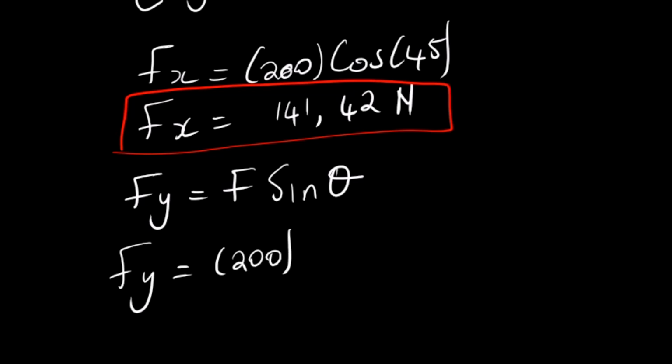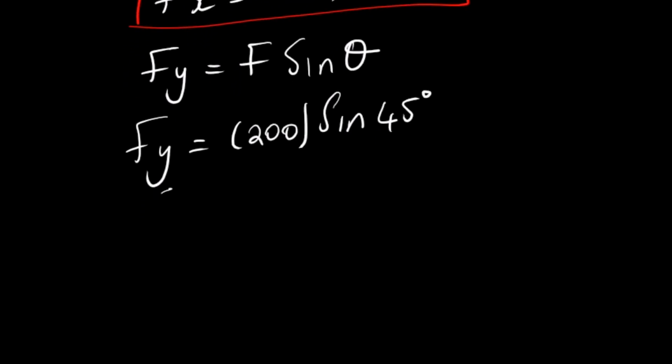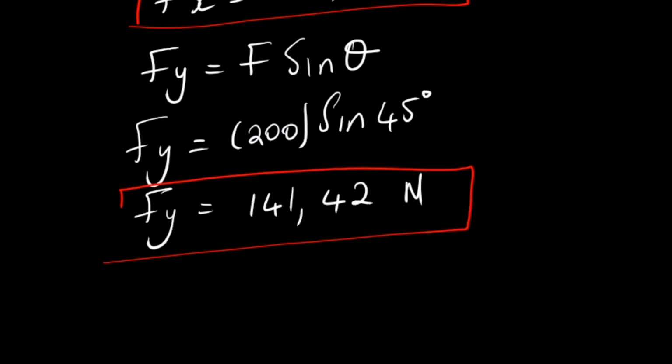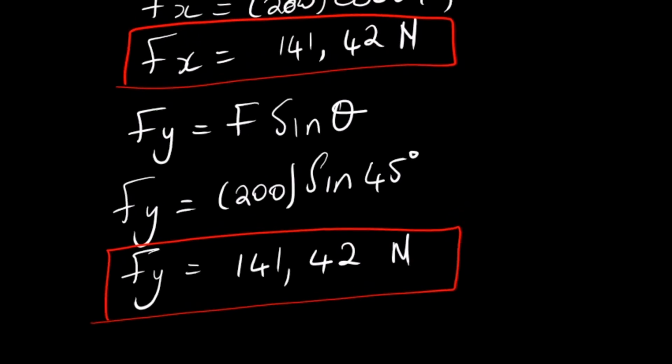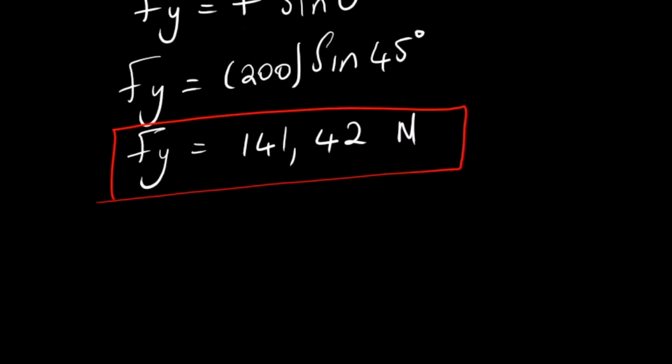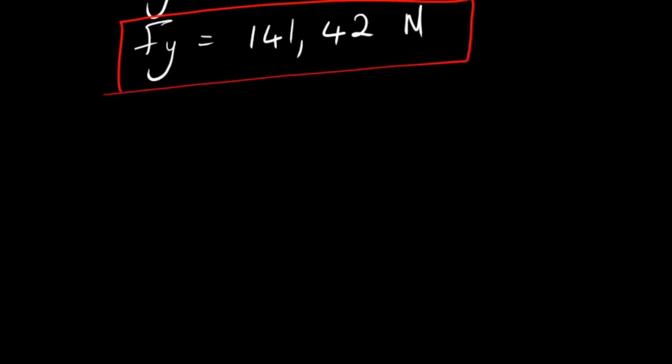It's 200 sine 45. Our answer is 141,42 newtons. So this is how we calculate components of a force which is applied at a certain angle. We say it is applied diagonally.